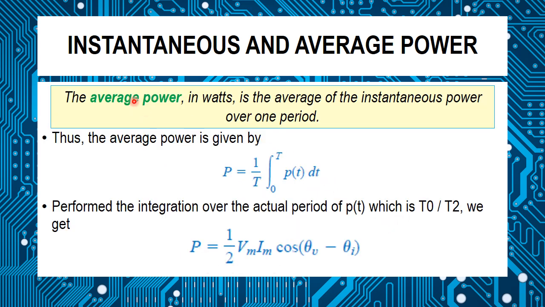For the average power, same unit, we have watts. This is the average of the instantaneous power over one period. Thus, the average power is given by this formula: P = (1/T) integral of p(t) dt from 0 to T. Performing the integration over the actual period of p(t), which is T/2, we get this formula. So P = 1/2 Vm Im cosine of (θv − θi).